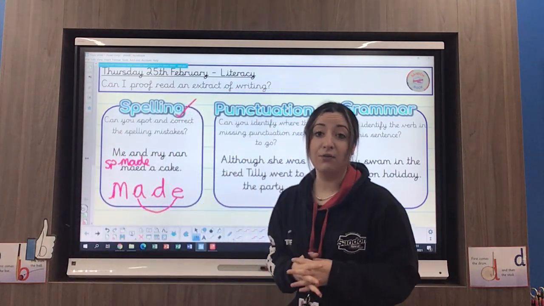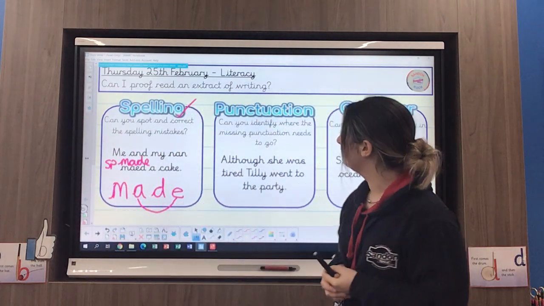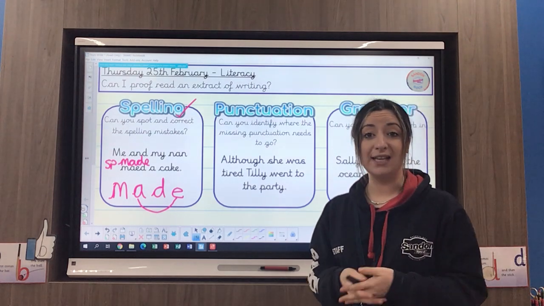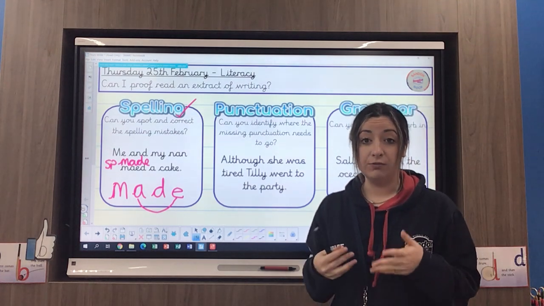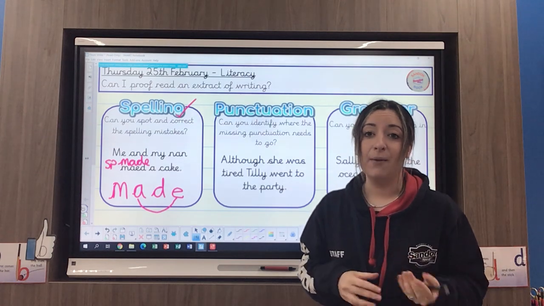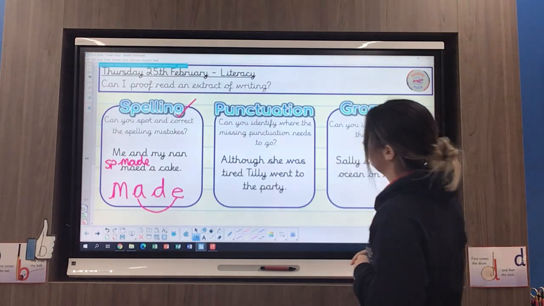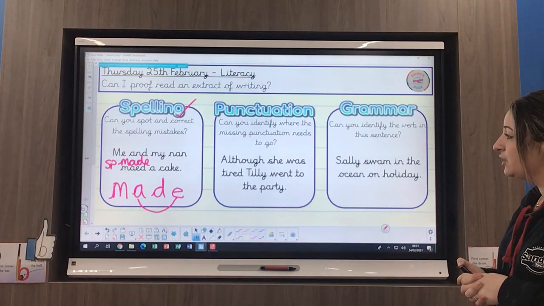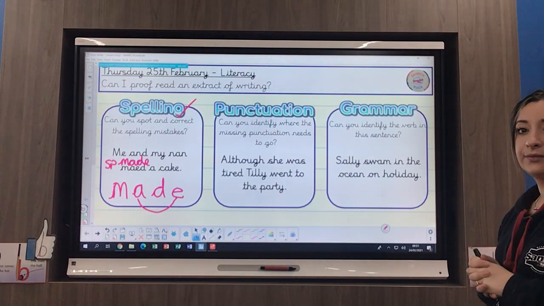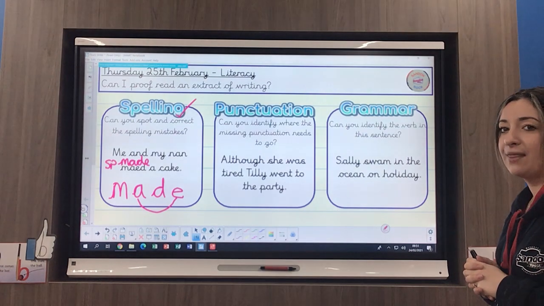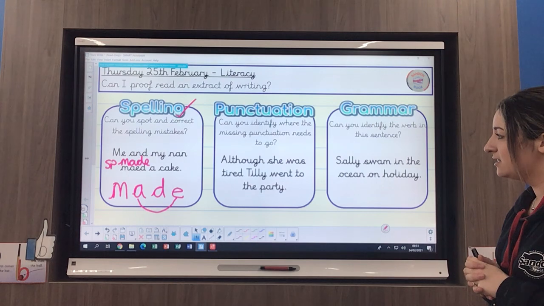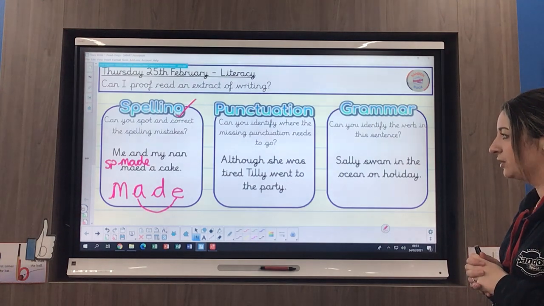Okay, so now let's move on to our punctuation. So we need to identify the missing punctuation, and I'm going to read the sentence to you. However, you've got to really look closely at where my missing punctuation is. Although she was tired, Tilly went to the party. Okay, so have a close look at that sentence for me, Year 4. Although she was tired, Tilly went to the party.